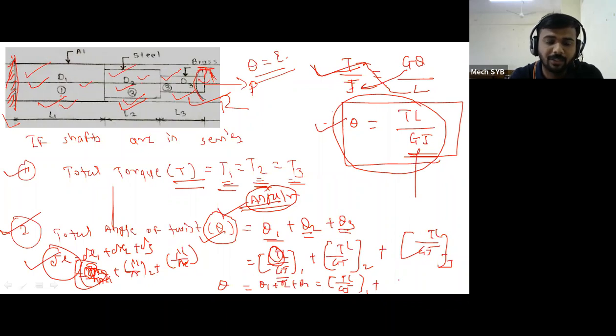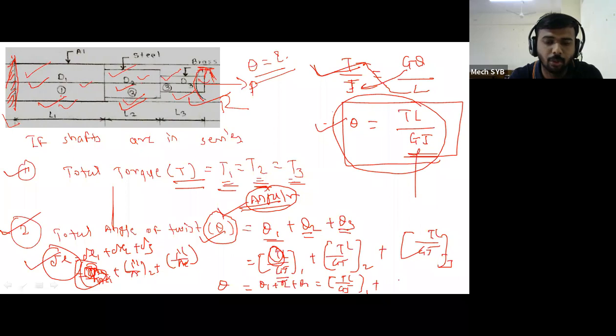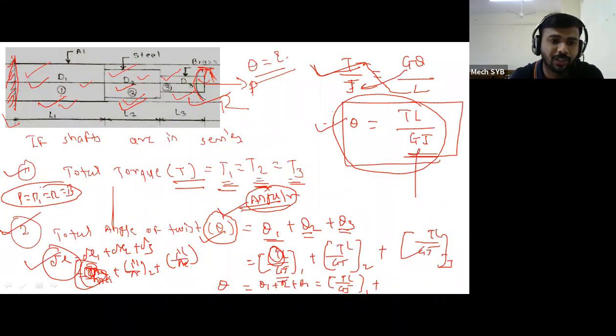Take this formula, condition number 1 and condition number 2, in your notebook. If shafts are connected in series, this heading is very important: total torque is equal to T1 is equal to T2 is equal to T3. Just as in deformation, total P is equal to P1 is equal to P2 is equal to P3. In chapter 1, problem number 2, bars of bearing cross section, whether tensile or compressive, capital P is equal to P1, P2, P3, we consider the same. Similarly here, capital T is equal to T1, T2, T3.